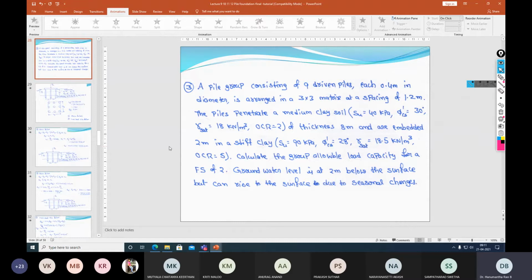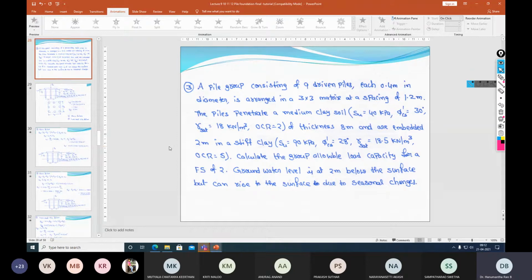So there is a medium clay soil of 8 meter thick, and the piles are embedded 2 meter in stiff clay. So the properties of stiff clay are Su is 90 kilopascal, phi dash is 28 degree, gamma sat is 18.5 kilonewton per cubic meter, and over consolidation ratio is given as 5. Calculate the group allowable load capacity for a factor of safety of 2. Groundwater level is at 2 meter below the surface but can rise to the surface due to seasonal changes. So this is the statement of the problem.